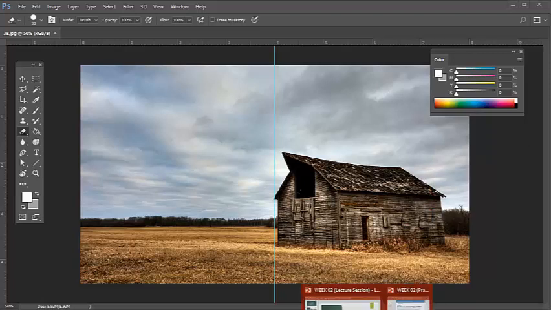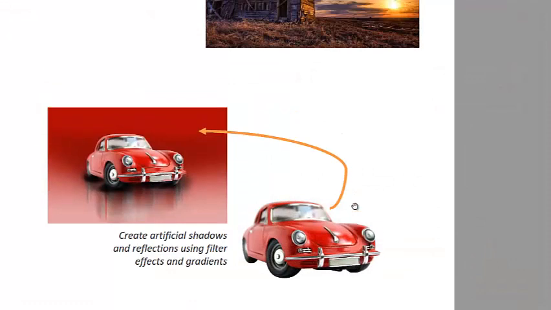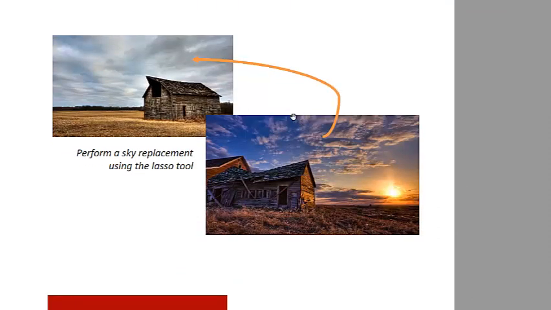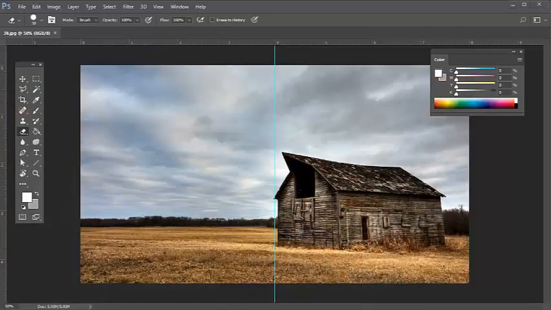Now if I look back at the objective at hand, I will see that what I really want to do is find a nicer sky for this. So to perform this sky replacement using the Lasso Tool, let's go and look for the Lasso Tool. Now the Lasso Tool is simply a tool that you use to cut elements out in Photoshop, and the Lasso Tool is located right here.